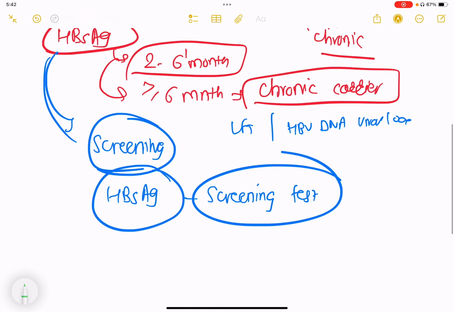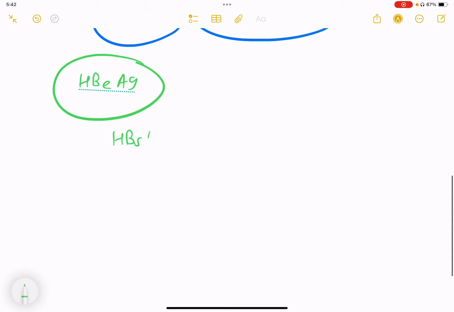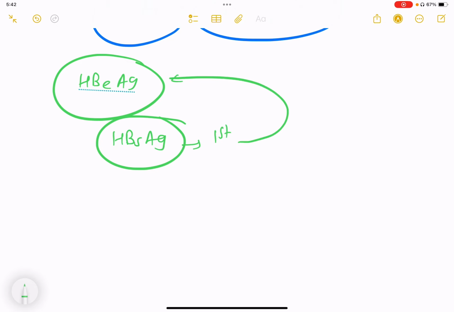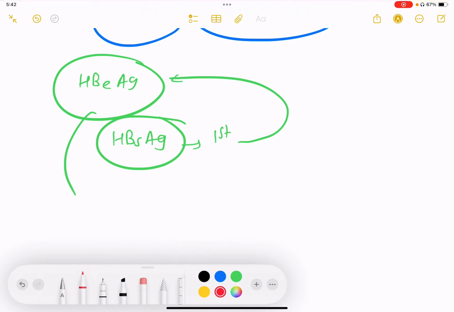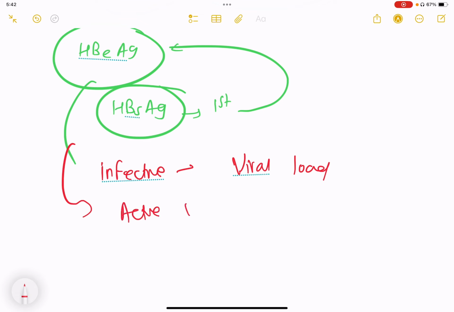The third antigen is hepatitis B E antigen. This is very important. It usually appears along with hepatitis B surface antigen; surface antigen appears first, and then hepatitis B E antigen appears. Whenever a patient is positive for hepatitis B E antigen, it means the patient is highly infective. His blood may have a significantly high load of hepatitis B virus. The viral load can be really high, and it usually indicates active viral replication.